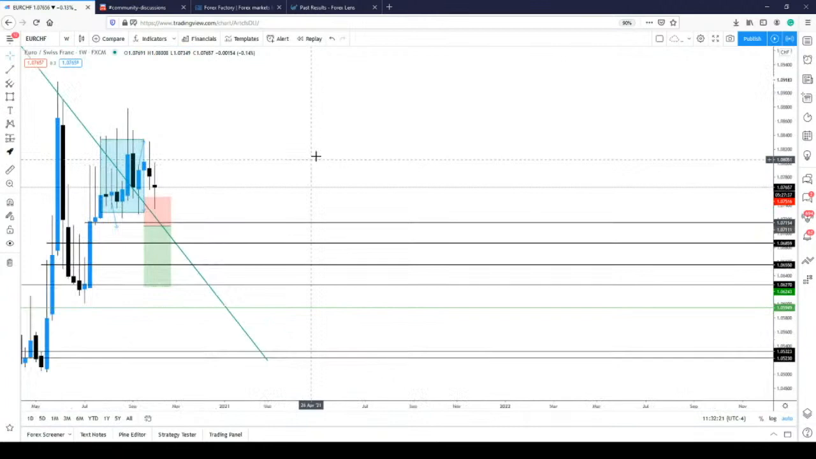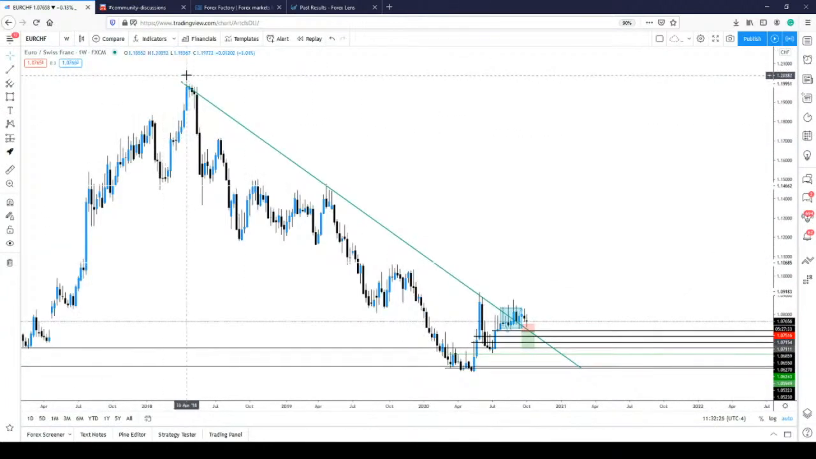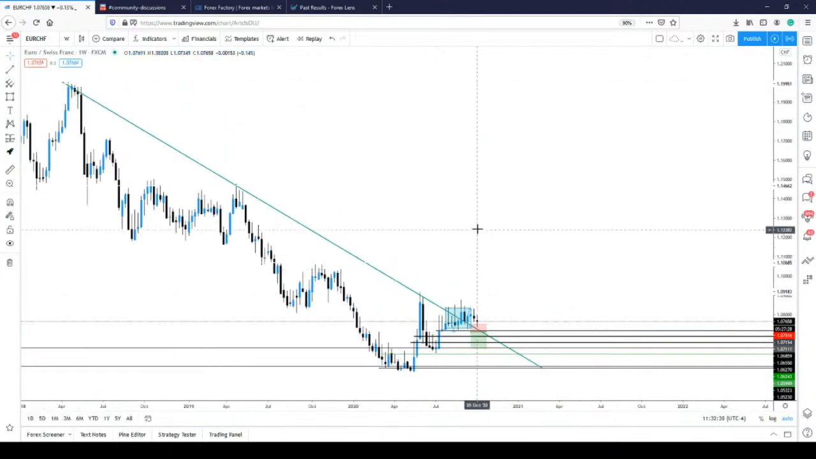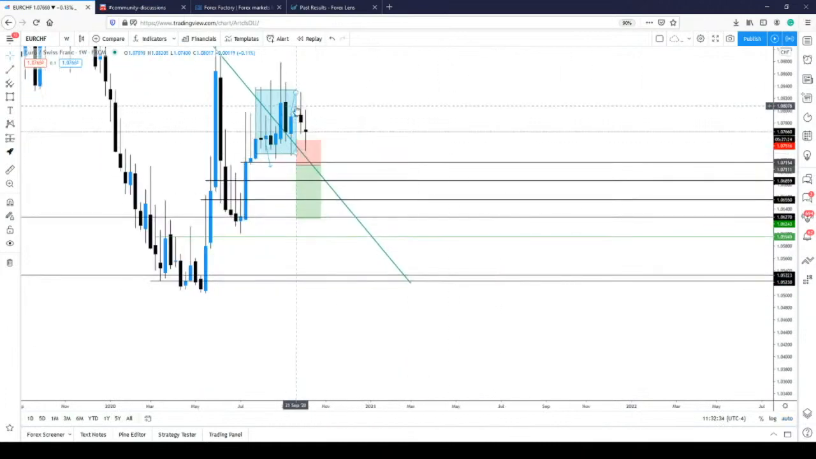So Euro CHF, very similar to Aussie CHF, where it's been in a long-term downtrend dating back to April 2018. So based on that, we like to trade with the trend. And the other thing was, we've had a few weeks. Let me remove this.